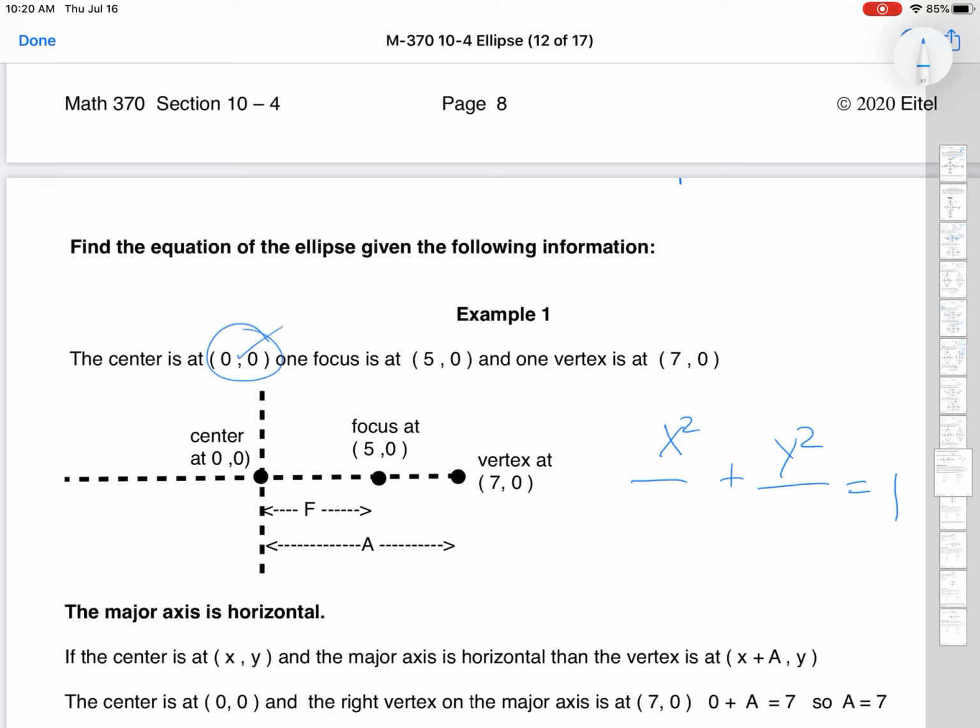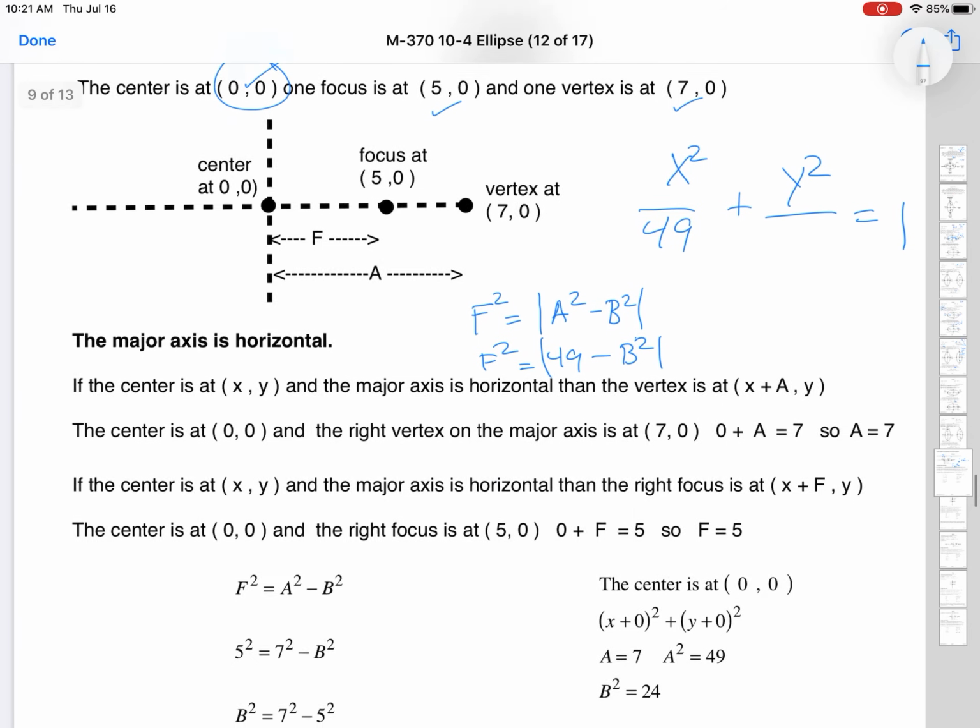I got a focus at 5, 0. I'm going to park that kind of. But it does tell me that the x-axis is the major axis. And so the 7 tells me how far I move. So this is a 49 under here. Awesome. What I do know is that my focus length is 5, so I know that f squared is equal to the absolute value of a squared minus b squared. I definitely know that my a squared is 49, but I don't know my b squared. And so let's take a look at what b squared is going to be. So let's watch him do this.